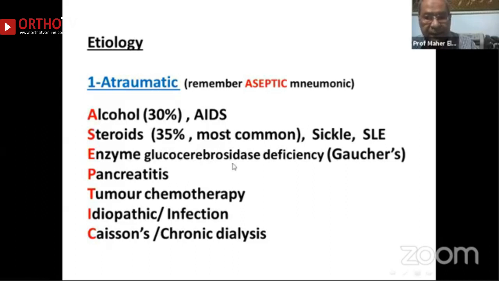Enzyme glucocerebrosidase deficiency, or Gaucher's disease, caused by deficiency of this enzyme, is a genetic disease, or we can say a lipid storage disease. Pancreatitis is another cause. Tumor chemotherapy, idiopathic, infection, Caisson's disease, or acute decompression syndrome, you know this, and finally, chronic dialysis.